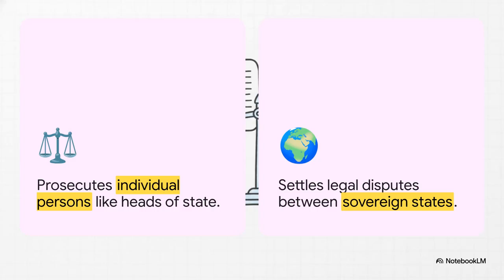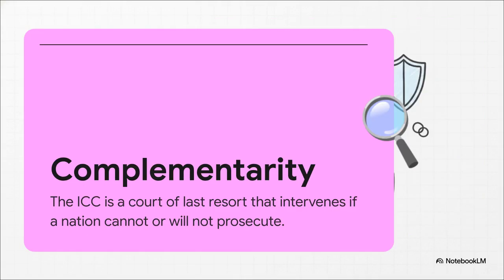Now, this is a vital distinction that trips people up all the time when following global news. The ICC is not the International Court of Justice, the ICJ. The ICC prosecutes individual people. We're talking about holding heads of state, military commanders, or rebel leaders personally accountable. The ICJ, on the other hand, settles legal disputes between entirely sovereign nations. It's the stark difference between putting a specific person on trial for atrocities and, say, arbitrating a border dispute between two countries.